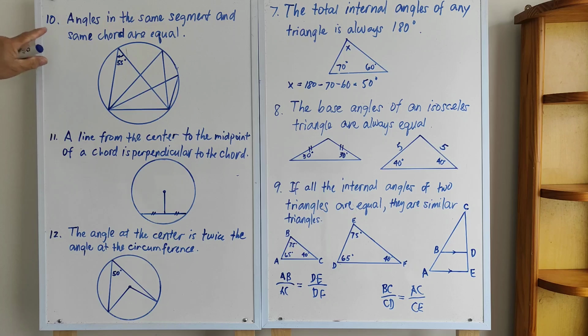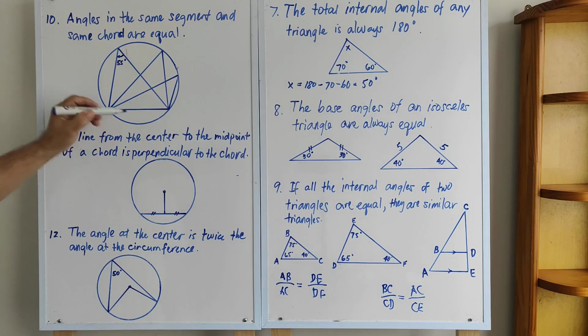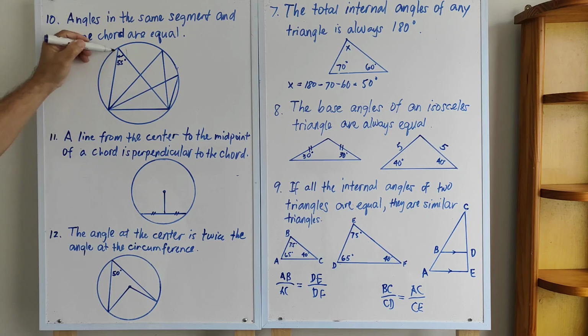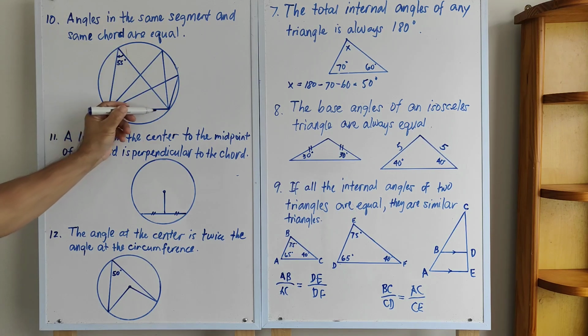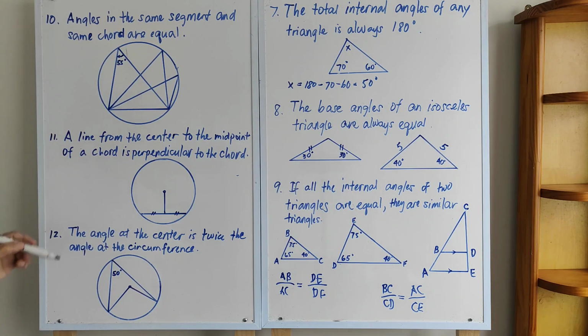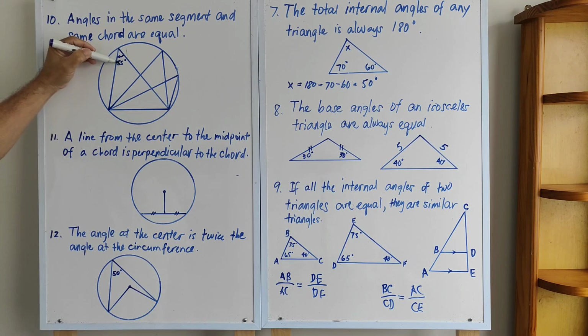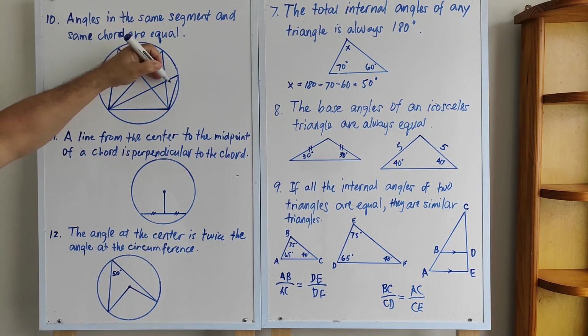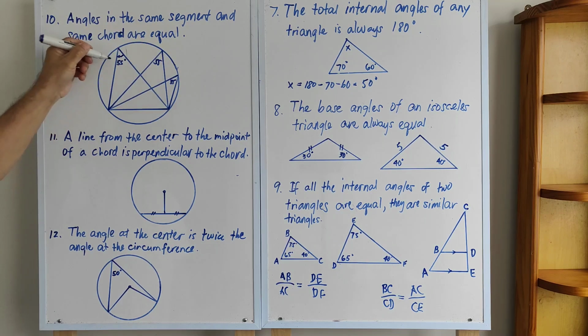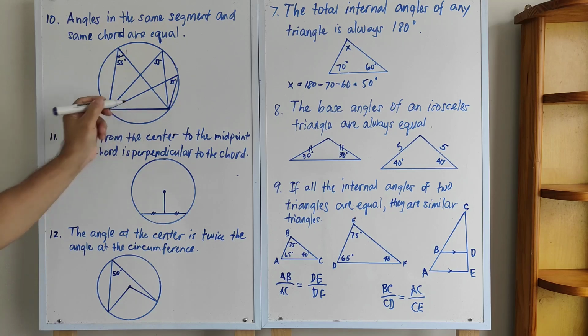Number 10, angles in the same segment and on the same chord are equal. For this example, we have 3 triangles that have the same segment and same chord. So this is the first triangle, this is the second triangle, and this is the third triangle. They have the same segment and lie on the same chord. So if, for example, this is 55 degrees, this is also 55 degrees, this is also 55 degrees, because they lie on the same segment and the same chord.